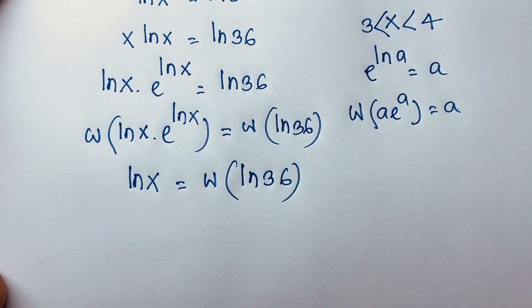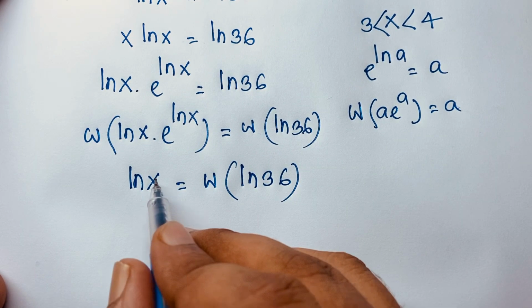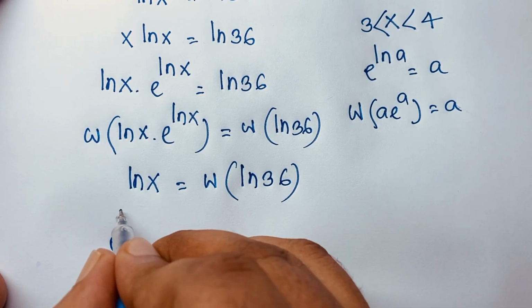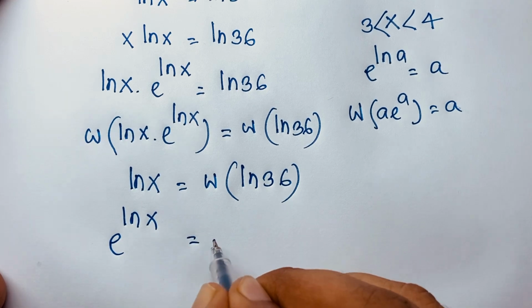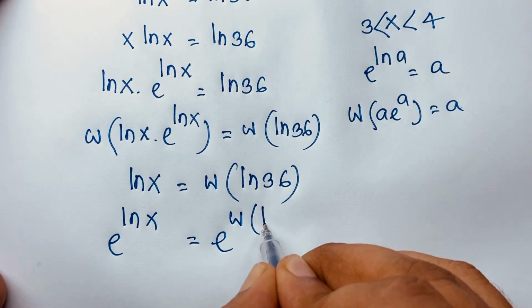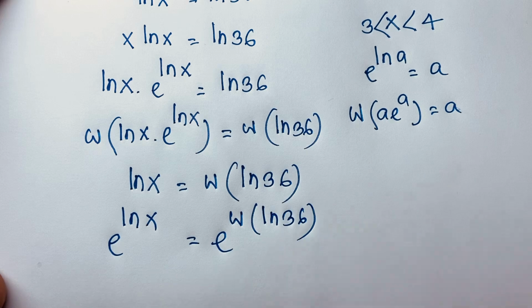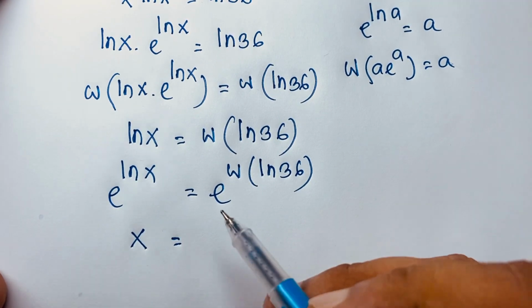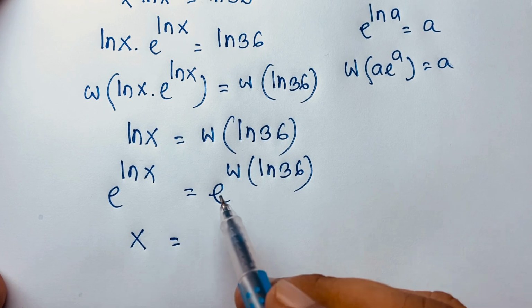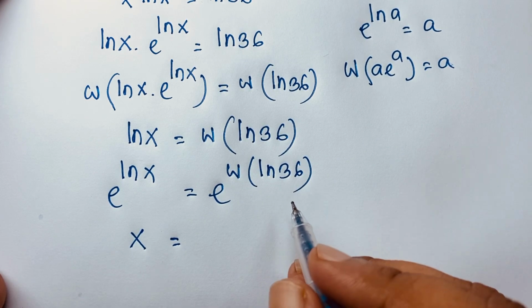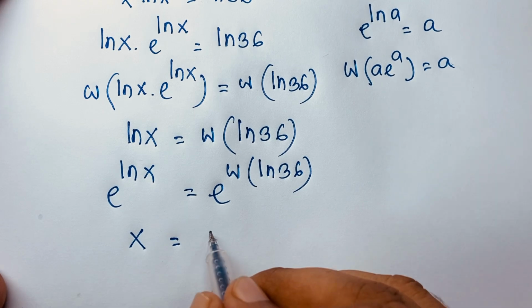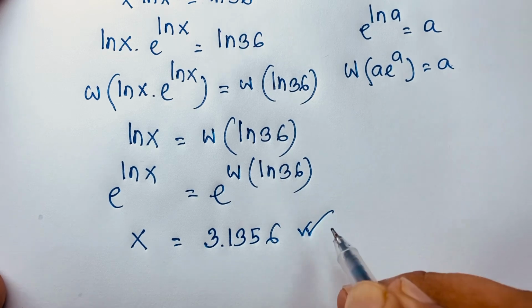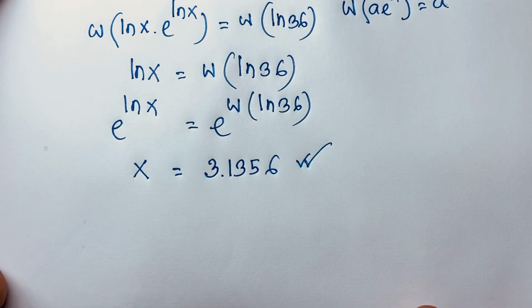Now here ln x. If I want to find the value of x, I use e to the power on both sides. Here is e to the power ln x, and e to the power Lambert W function of ln 36. Now here e to the power ln x will be x, so x is equal to e to the power Lambert W function of ln 36. If I use a calculator, we find it will be 3.1356. This is our final answer in this exponential math problem.